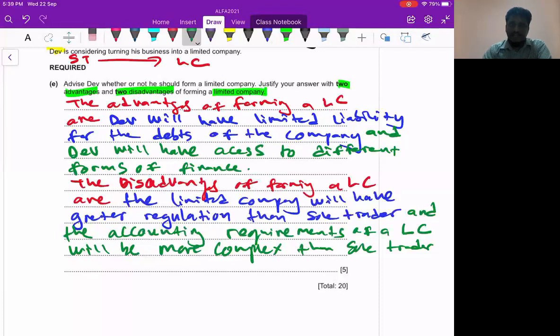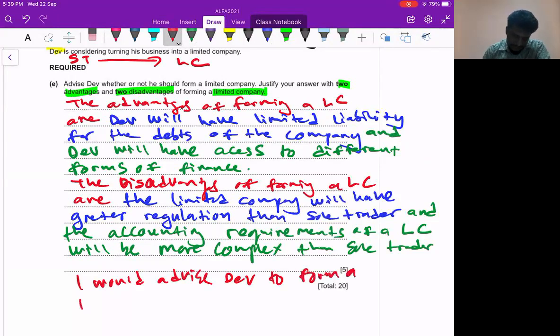Can also. Okay, but the question asks for 2 advantages and 2 disadvantages, and I already gave you. And then the last one, I would advise Dave to form a limited company. Okay, if you want to continue, you can say again, I would advise Dave to form a limited company because there are more advantages than disadvantages in forming a limited company. Or you can say it is better for him. So if you don't want to, you just explain like that. Or you can just stop here also, like this. Okay, you'll get 5 marks for this.